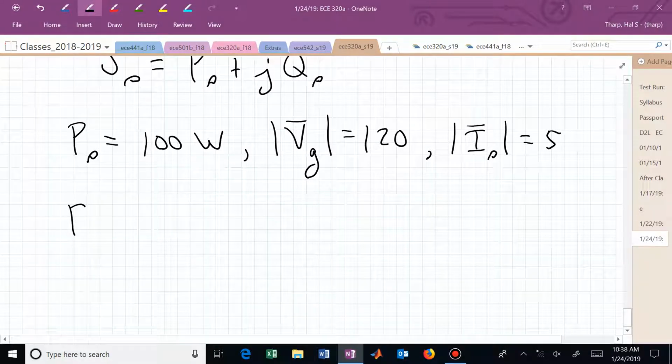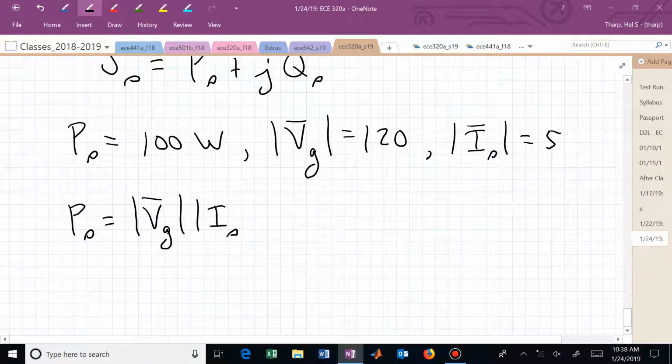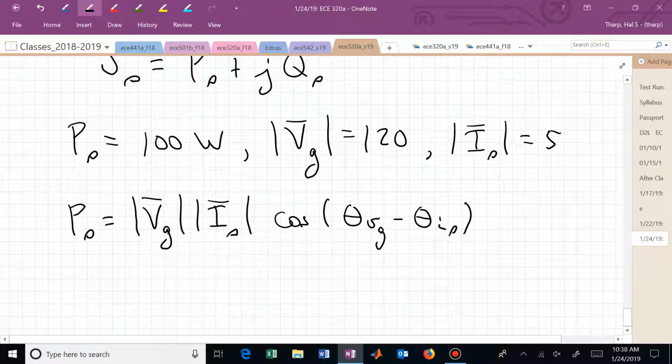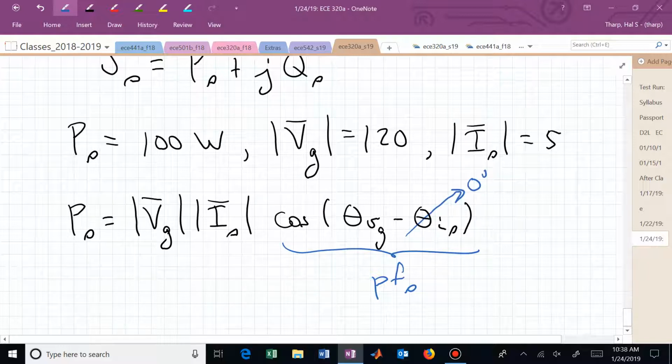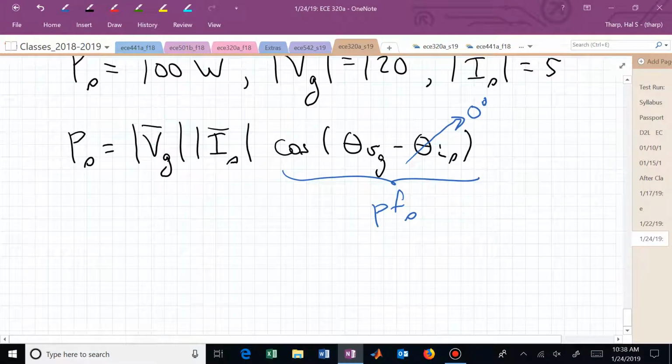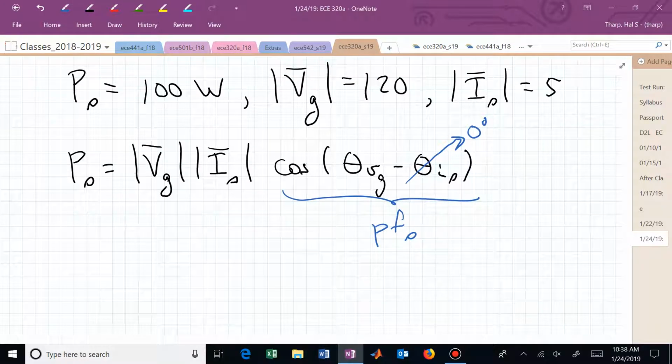Well, we know that P sub S, formula-wise, is the apparent power, which is the product of voltage magnitude times current magnitude, times cosine theta V sub G minus theta I sub S. And this is the power factor of our source. We know what this angle is. This was 0 degrees, that we assumed was our reference. And now we know the left-hand side. That was 100. We know V sub G, we know I. The only thing we don't know is this power factor, and we actually know a little bit about the argument of that power factor because we know that theta sub I sub S is 0 degrees.